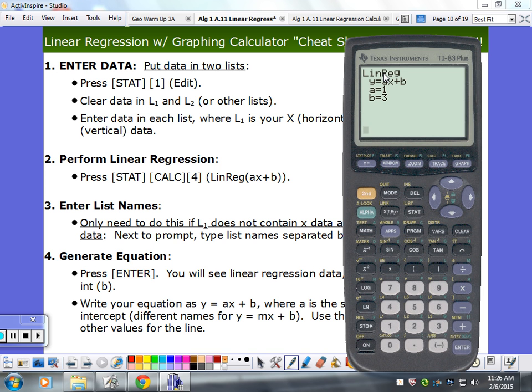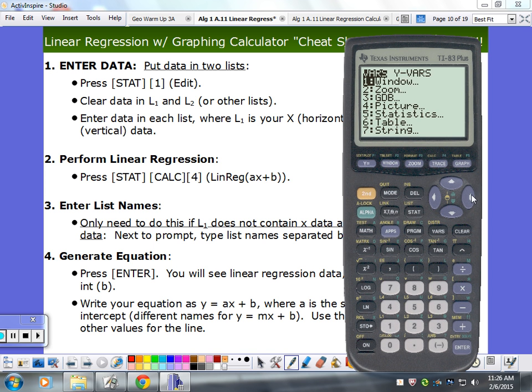Now, the hard way isn't that hard. What the hard way does is it allows you to put the equation into the graphing. And let me just show you how that works. So you do a stat calc LinReg, just like you did before. And then, okay, it's vars. Say vars, just watch.